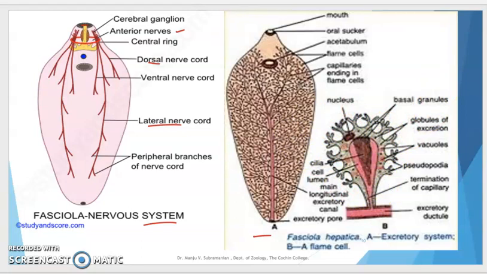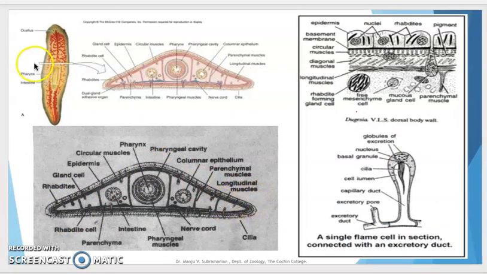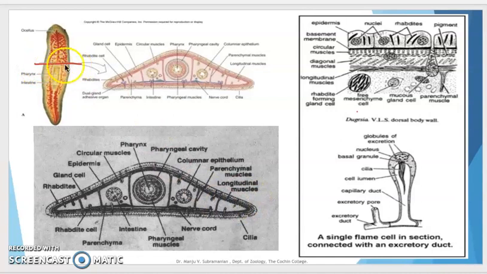Okay, then this is a cross-section or TS of a Fasciola hepatica. If you cut a portion from here and enlarge it, you will get a picture like this. Then if you cut a small portion of this integument and watch it under a high magnification microscope, you will get an image like this.